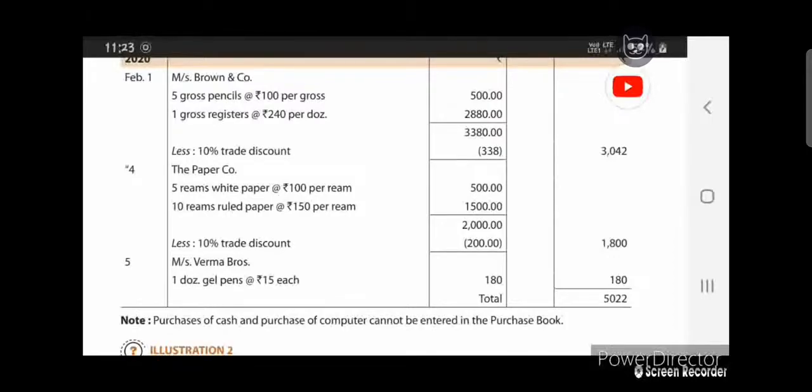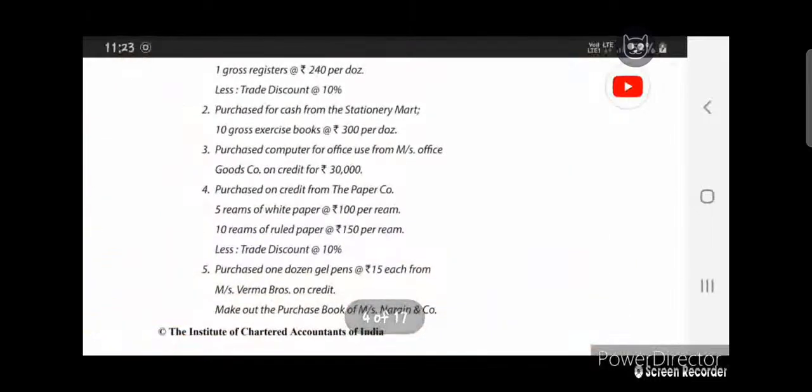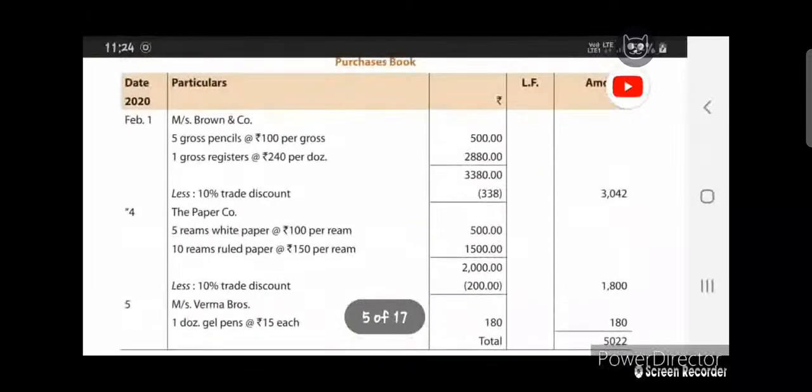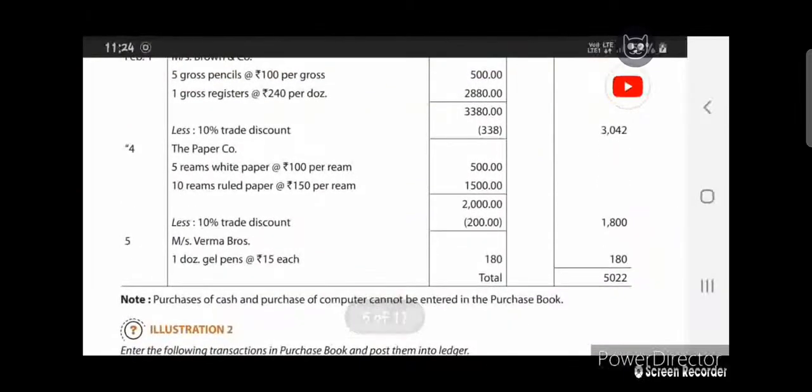Here they have given 5 gross pencils at rupees 100; like this only the questions you have to take. The third question is easy because they have given only 30,000 that you have paid. Here only one question they have asked, so you will leave that. So for Mrs. Verma Bros, one dozen gel pens is 15, rupees 15 each, so one dozen means 12.